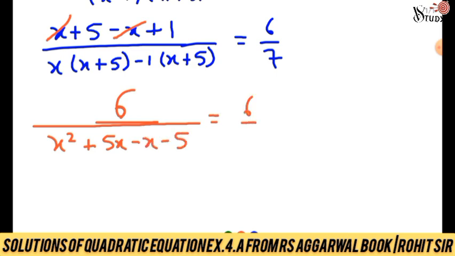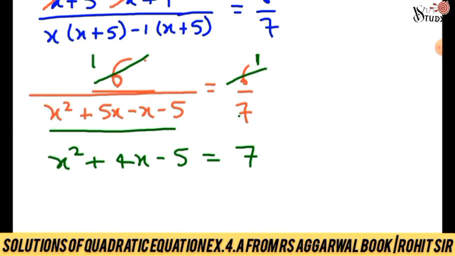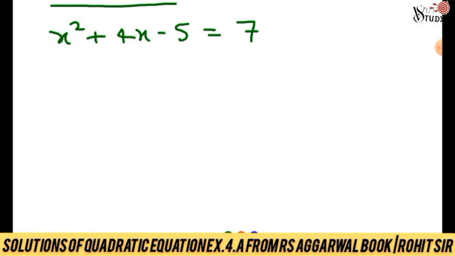Now on the left hand side we have 6 and on the right hand side is 6. They are going to cut each other and 1 here. Now we have this 7 going to multiply here and this denominator going to multiply this one. Then we can write this x square positive 4x negative 5 is equal to 7. Now we can make it a quadratic equation. X square plus 4x negative 5 negative 7 is equal to 0.